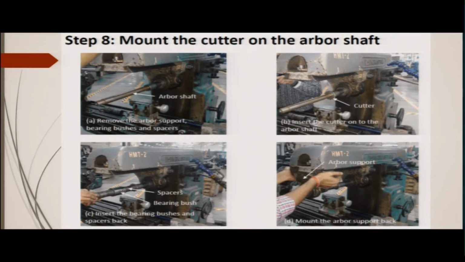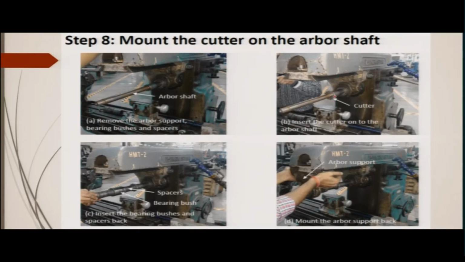Then you put the spacers, because the spacers are required to hold the milling cutter on the arbor properly. So, these are the spacers, and here we have the bearing bush. Now, the bearing bushes and the spacers have to be put back on the arbor. All right. And then the arbor support has to be placed on this bearing bush. This is mounting the arbor support back. Therefore, the milling cutter is mounted on this arbor, because we cannot always leave the milling cutter here. That is the first thing.